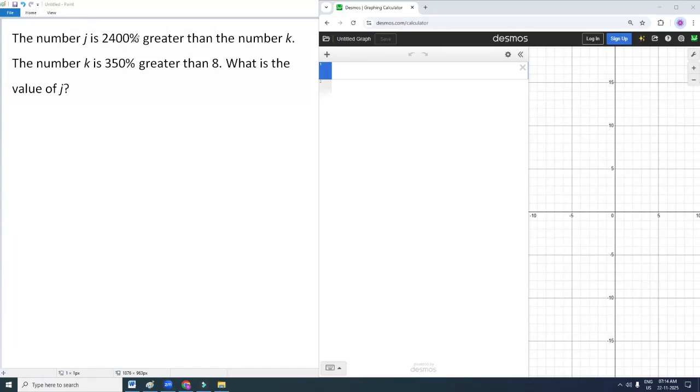The number j is 2400 percentage greater than the number k. The number k is 350 percentage greater than 8. What is the value of j? Okay, we can use Desmos to solve this problem.